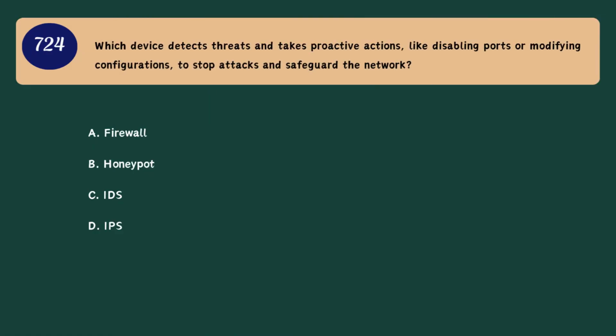Question 724. Which device detects threats and takes proactive actions, like disabling ports or modifying configurations, to stop attacks and safeguard the network? A. Firewall. B. Honeypot. C. IDS. D. IPS.